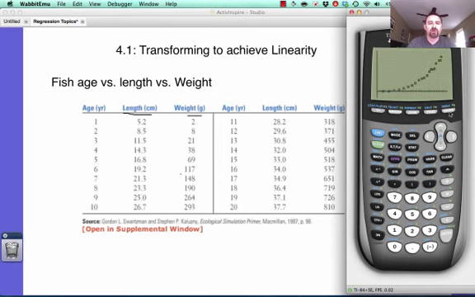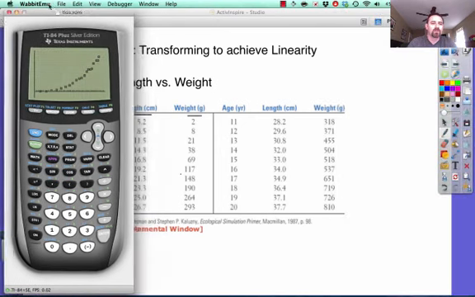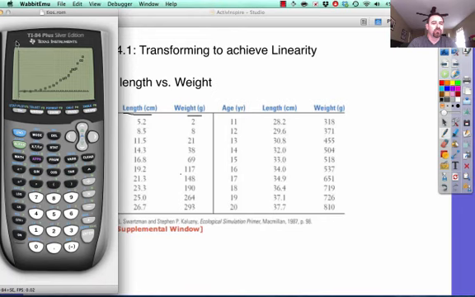Here's my graph, with length on the x-axis and weight on the y-axis. This is a pretty strong relationship. I'm going to graph the relationship and find a least squares regression line. To do that, first I need to make sure my diagnostic is on. This should already be on in your calculator. If it is not, that's how we do it.